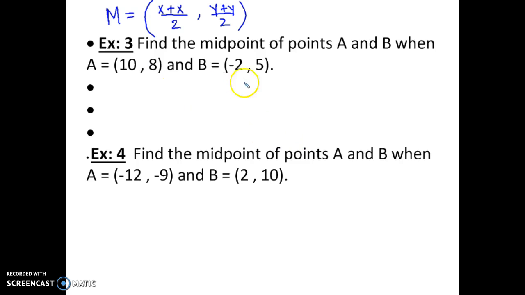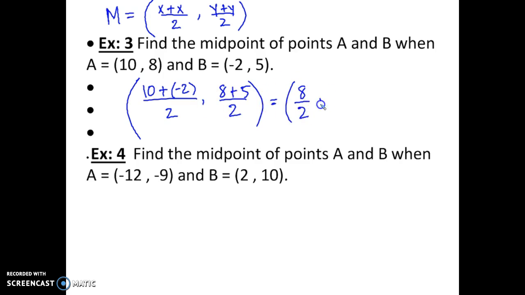So for this one, I want to find the midpoint for A and B. A is at (10, 8), B is at (-2, 5). For my x's, I'm going to have 10 plus -2 divided by 2. Then for the y's, 8 plus 5 divided by 2. Well, 10 plus negative is 10 minus, so 10 minus 2 is 8. So we have 8 over 2, and then 8 plus 5 is 13. I can simplify 8 over 2 to 4. I cannot simplify 13 over 2, so I'm just going to leave it as 13 over 2.